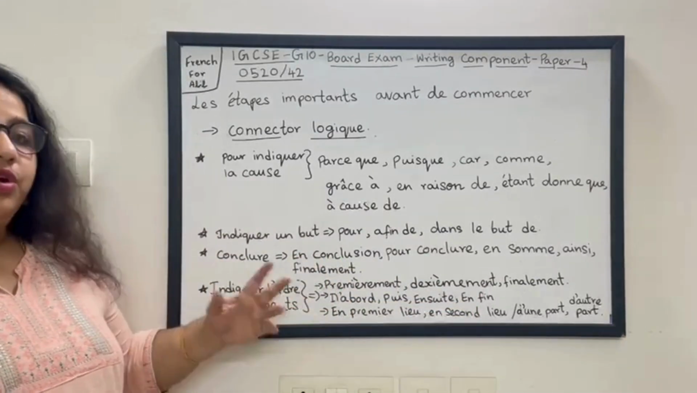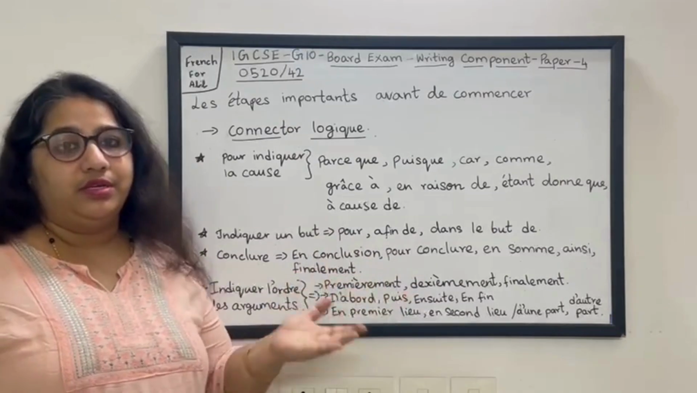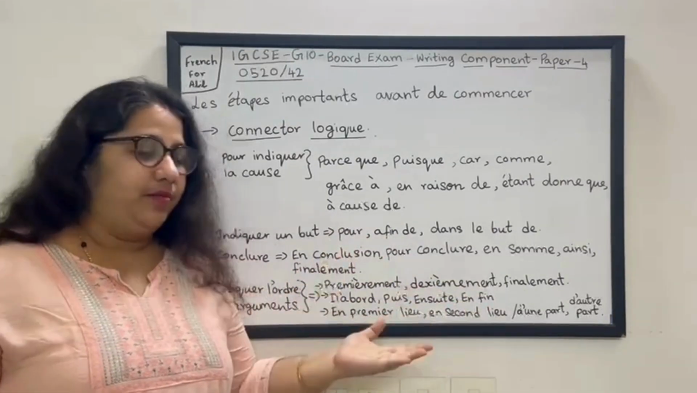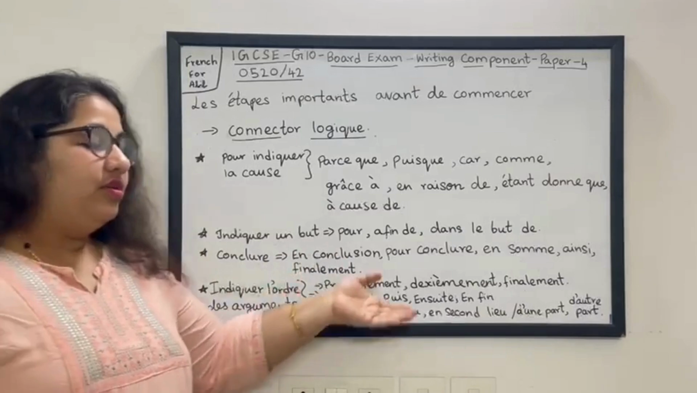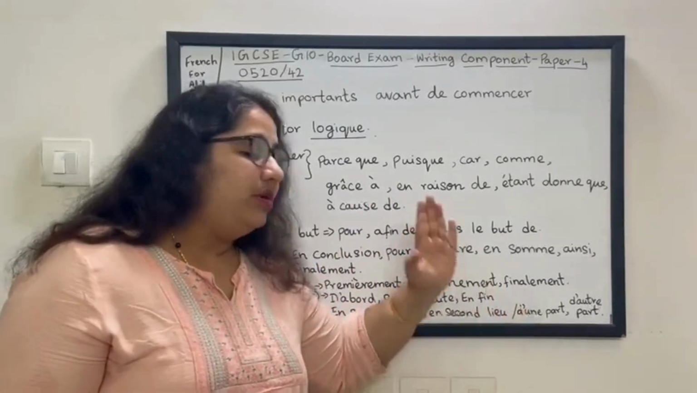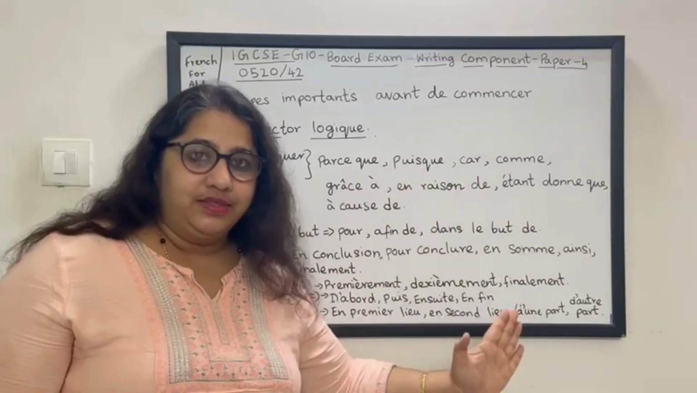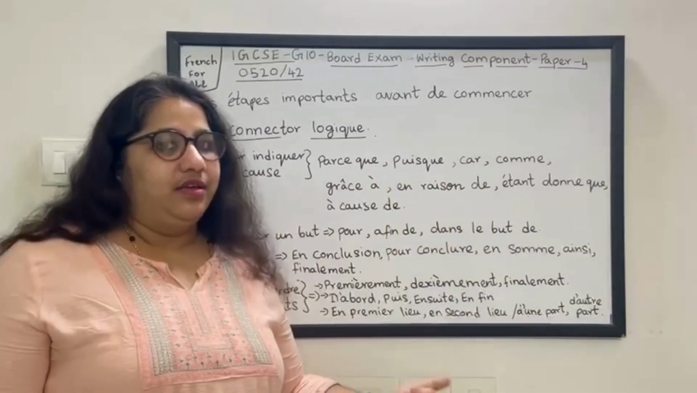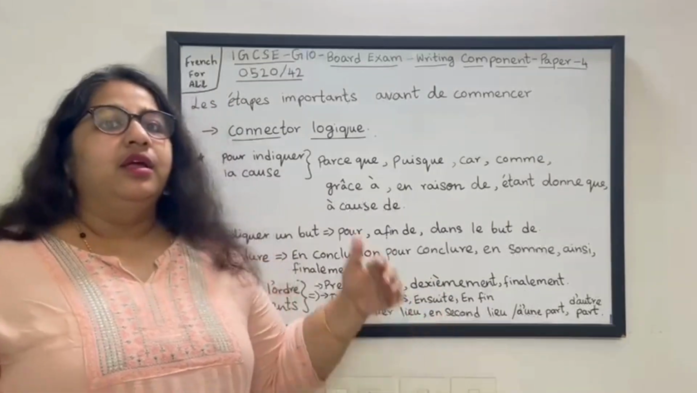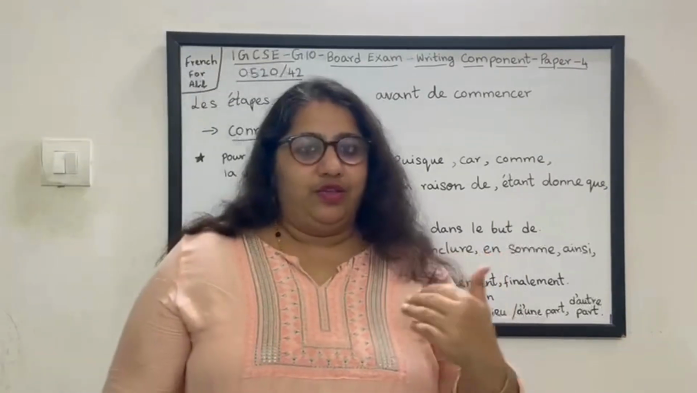The last part which I wanted to tell is en premier lieu, in the first place. En deuxième lieu, in the second place. And it goes on to dans le dernier lieu, that is the last place. Or you can say d'une part, d'autre part, one side, the other side. Like that also you can categorize your arguments.